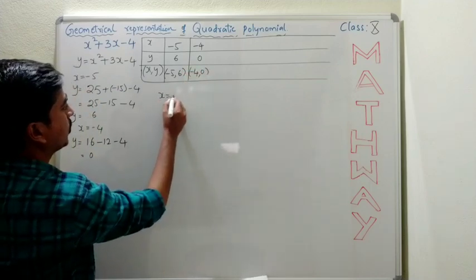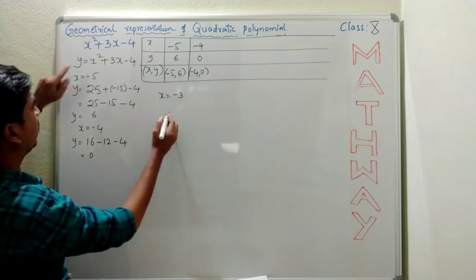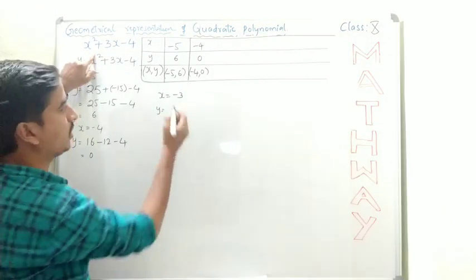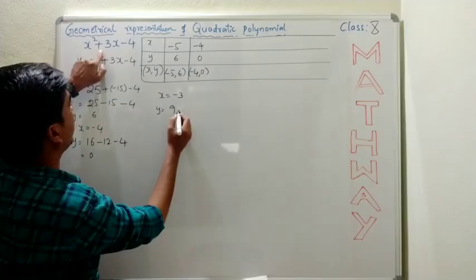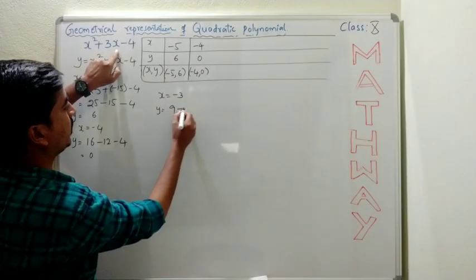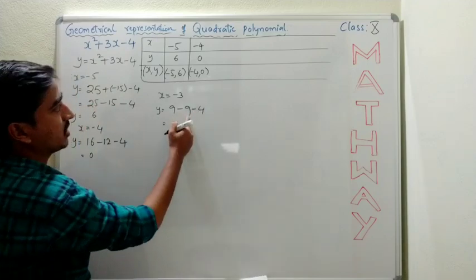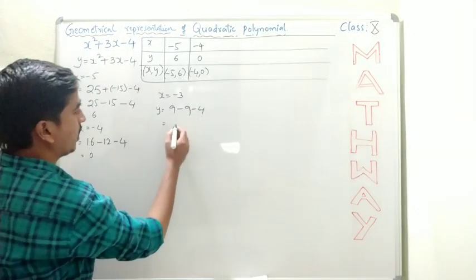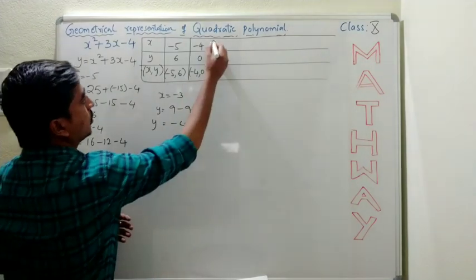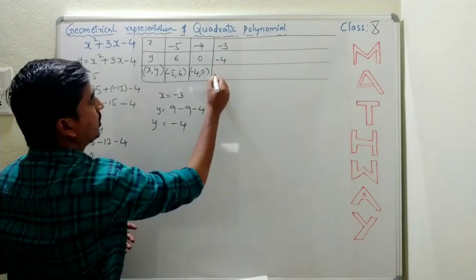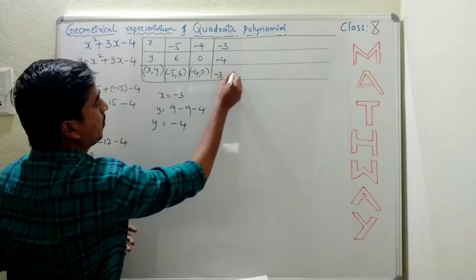Now put x equals minus 3. Then we get y equals minus 3 square. Minus 3 square is 9, and 3 into minus 3, that is also 9. Minus 9 minus 4. 9 minus 9 is 0. 0 minus 4 is minus 4. Then the x coordinate is minus 3 and the y coordinate is minus 4. So the point is minus 3 comma minus 4.